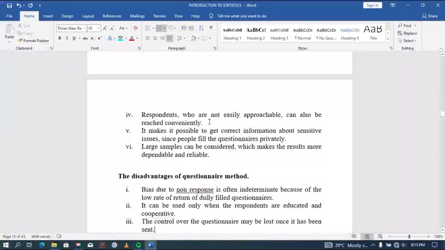Then respondents who are not easily approachable can also be reached conveniently using this method. Then another advantage is that it makes it possible to get correct information about sensitive issues, since people fill in the questions privately. So the privacy involved gives room to get reliable answers.